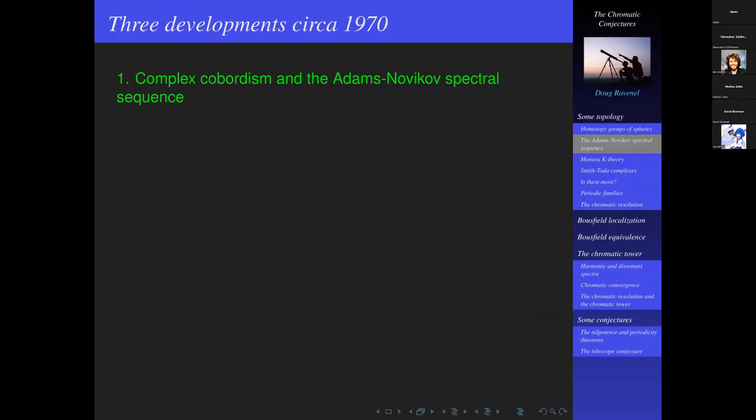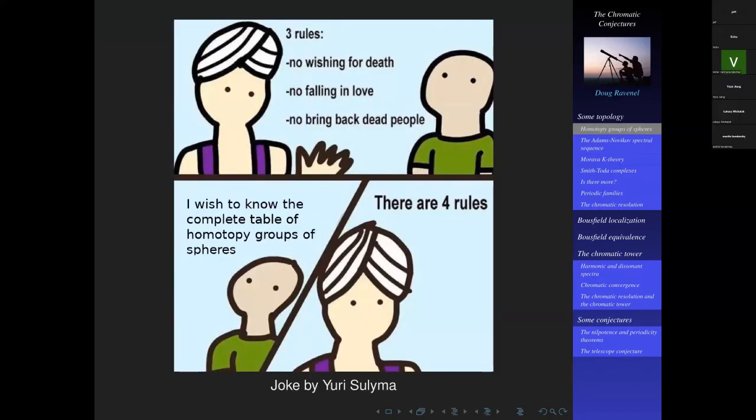Now, I'm going to talk about three developments in algebraic topology that were being discussed in the early 70s. That was the historical context in which these conjectures were formulated. These are three things that caught my attention soon after I finished graduate school.